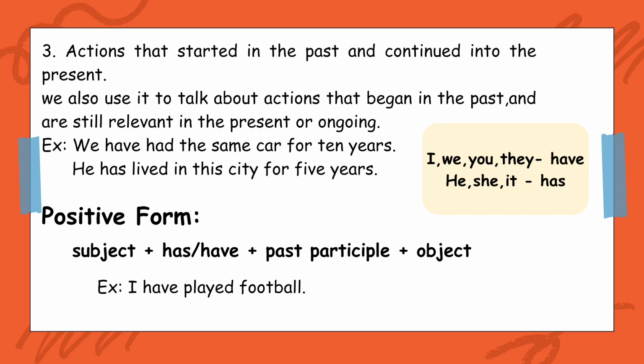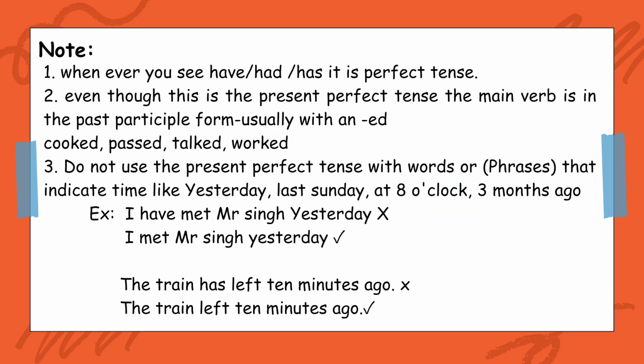Positive form: subject plus has or have plus past participle plus object. Example, I have played football. Note, whenever you see have, had, has, it is perfect tense. Even though this is the present perfect tense, the main verb is in the past participle form, usually with an ed. Cooked, passed, talked, worked.